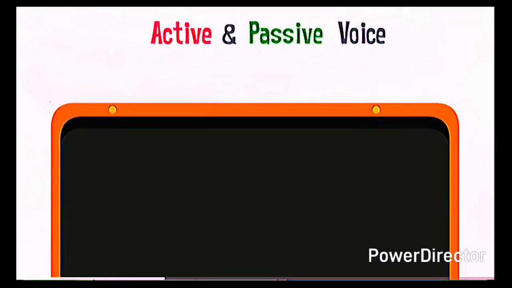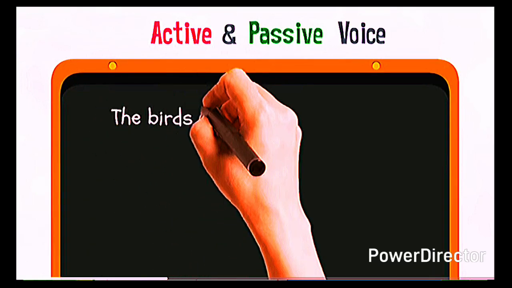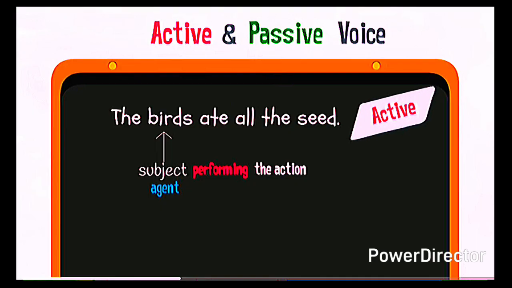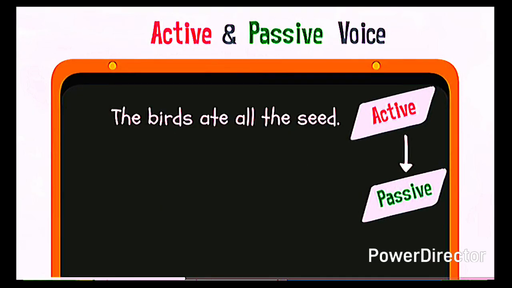Let's take a look at another example. The birds ate all the seed. The subject of this sentence, the birds, is performing the action. The subject and the agent are the same. That means this sentence is active voice. To change this sentence to passive voice, we switch the subject and the object.